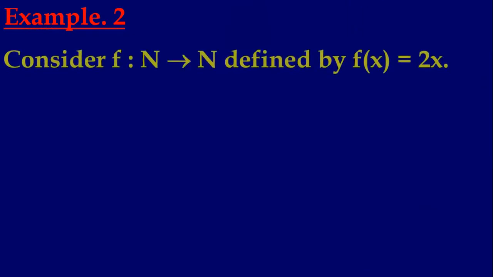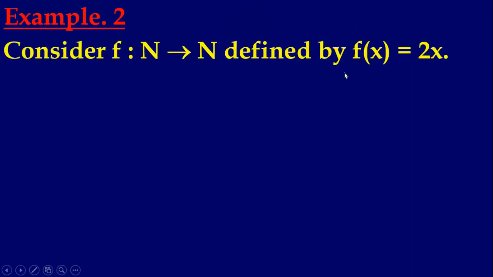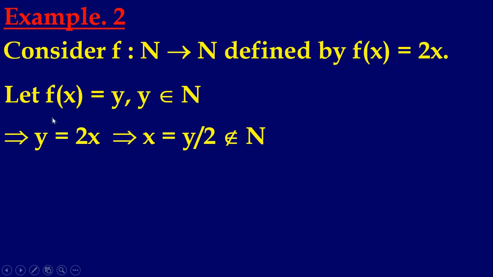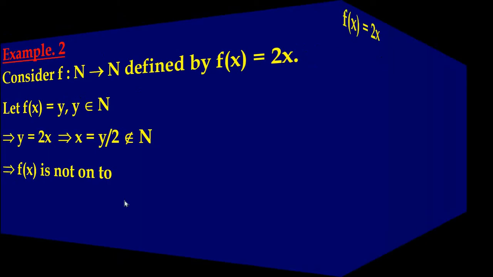Next, one more example. Consider a function f from N to N defined by f of x equals 2x. Now you have to verify whether it is onto. To verify this, take f of x equal to y and y belongs to N. Here y belongs to the second set, which is the natural number set. Now it is given f of x equals 2x, therefore y equals 2x. We solve for x, so x equals y by 2. But y by 2 is not a natural number. So this function is not onto.